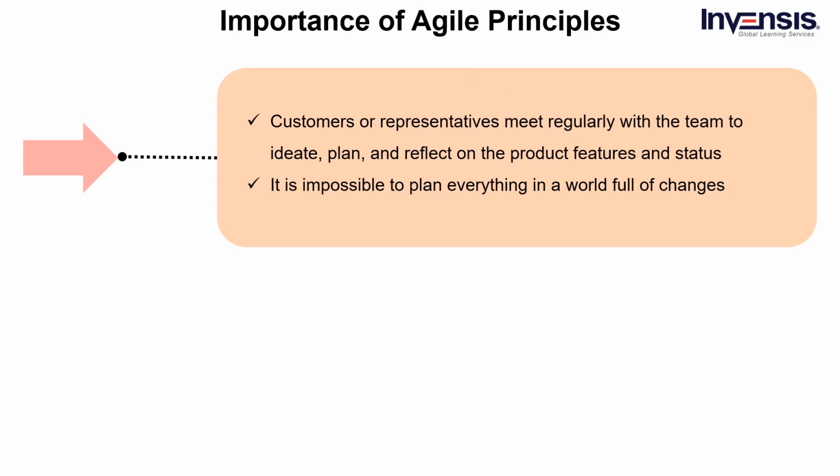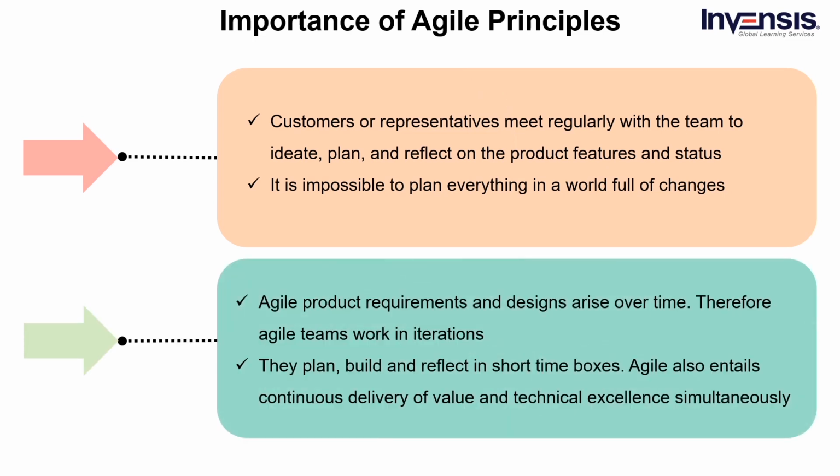It is impossible to plan everything in a world full of changes. Agile product requirements and designs arise over time. Therefore, Agile teams work in iterations. They plan, build, and reflect in short time boxes. Agile also entails continuous delivery of value and technical excellence simultaneously. The Agile team maintains attention to technical excellence. This saves capacities for value-adding activities.